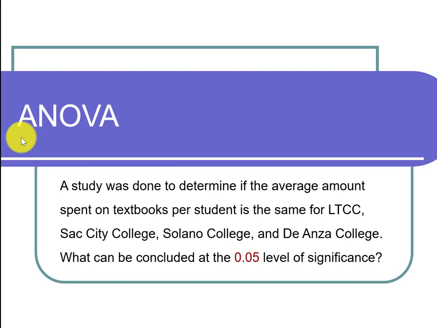This is a video on ANOVA. The question states, a study was done to determine if the average amount spent on textbooks per student is the same for LTCC, Lake Tahoe Community College, Sac City College, Solano College, and De Anza College. What can be concluded at the 0.05 level of significance?